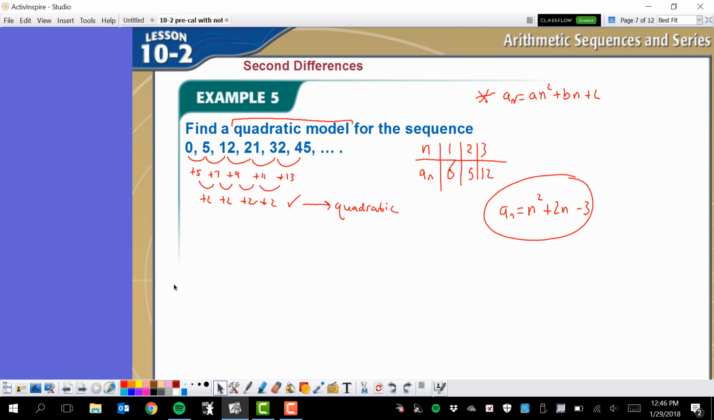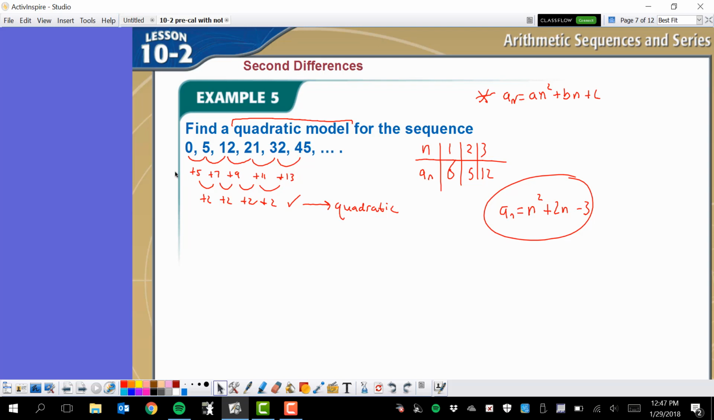Okay, here's the next challenge for us: to figure out a quadratic model for this sequence. The sequence that you see here is 0, 5, 12, 21, 32, 45, and so on. What we can do is find our differences. We get 5, 7, 9, 11, 13, and so on.